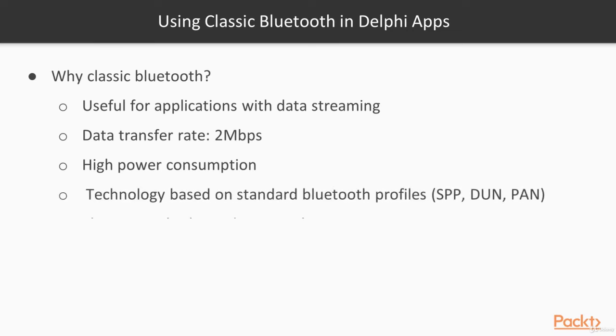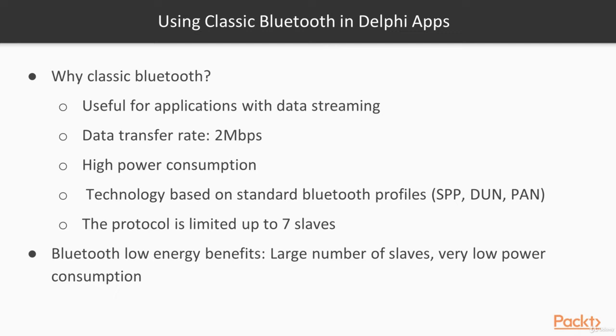Classic Bluetooth technology is based on the standard Bluetooth profiles like SPP, DUN, and PAN. The protocol is limited to 7 slaves. So what are the benefits of Bluetooth Low Energy? It has a large number of slaves and very low power consumption, but its data transfer rate is only 100 kilobits.